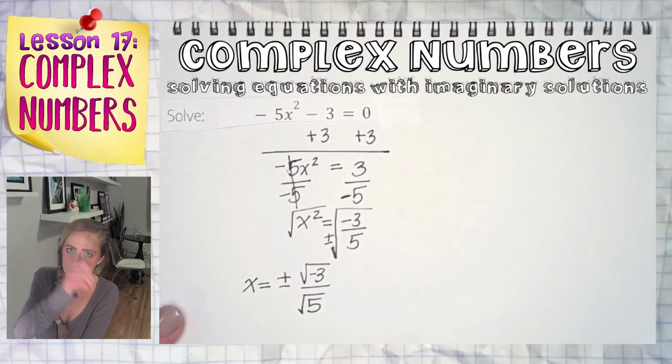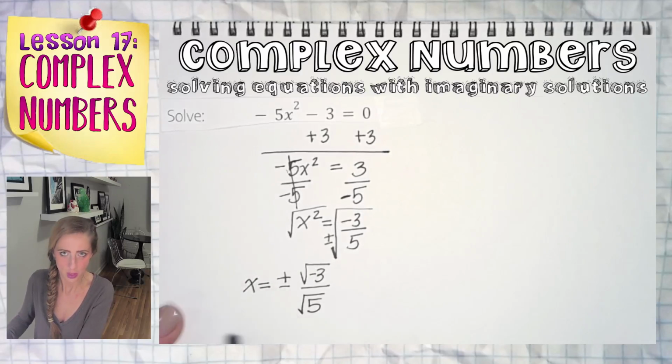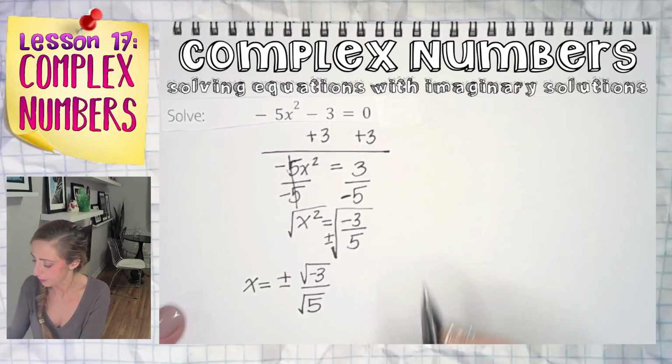In the event, store this in your memory bank, in the event that you have plus minus going on somewhere and you divide everything by a negative, plus minus becomes minus plus, which is still plus minus. Think about that. All right.